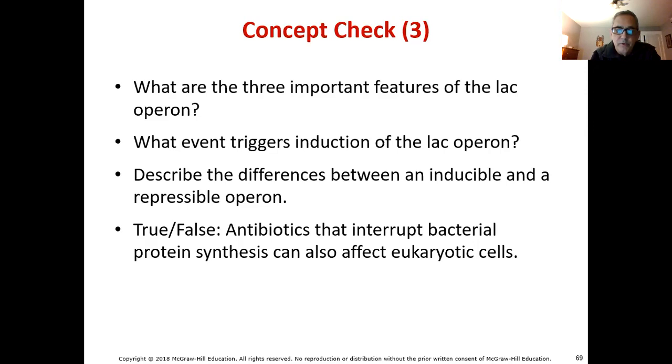True or false, antibiotics that interrupt bacterial protein synthesis can affect eukaryotic cells. Well, the problem is the ribosomes of bacteria are a little different than ours.